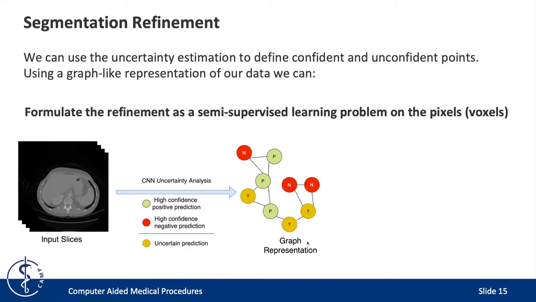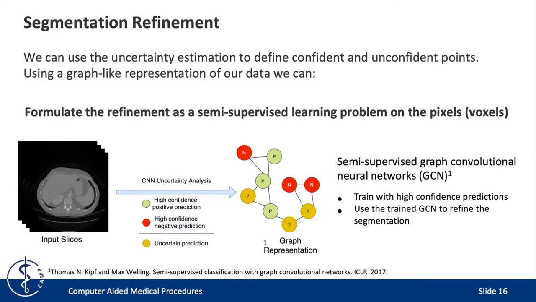So what we have here is a partially labeled graph, where the objective is to learn a model over this graph using only the high confidence elements and then propagate information from this learned model to the low confidence points. Currently, there are also different works in this direction. For example, we have the work of Thomas Kipf that proposed semi-supervised graph convolutional neural networks, or GCN for short, that can train only on the labeled part of the data.